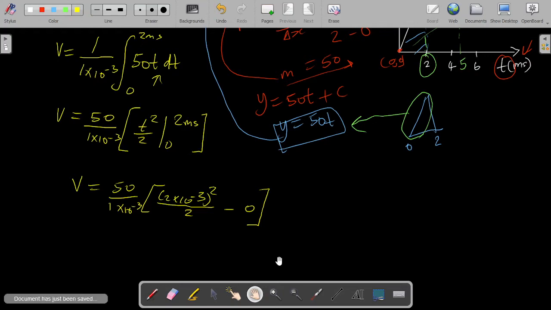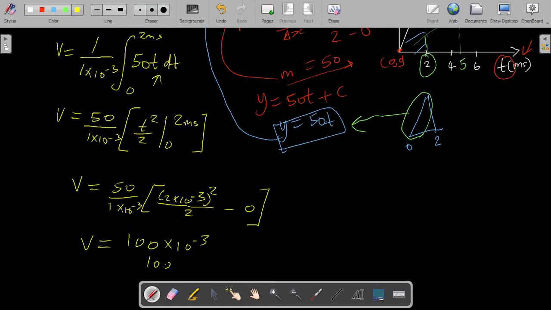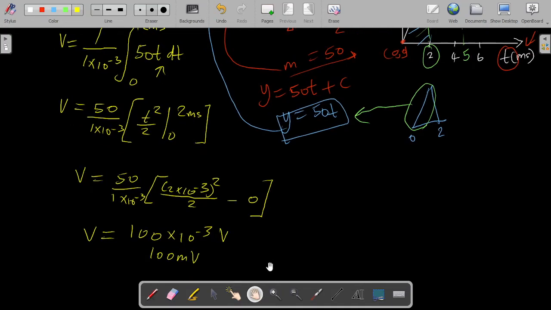Just find the integral. First find the formula, then find the integral of the formula within that region, and you should get your answer. And the answer you'll get if you substitute this into a calculator is 100 times 10 to the minus 3, which is 100 millivolts. Don't forget your units. So that is what we have for the first part of the question, at time equals 2 milliseconds.